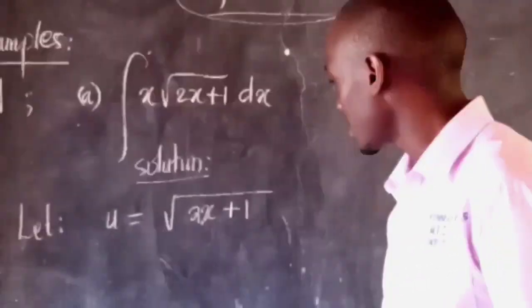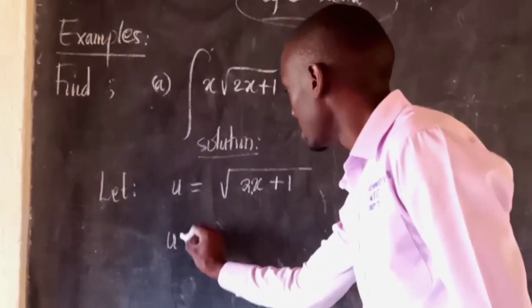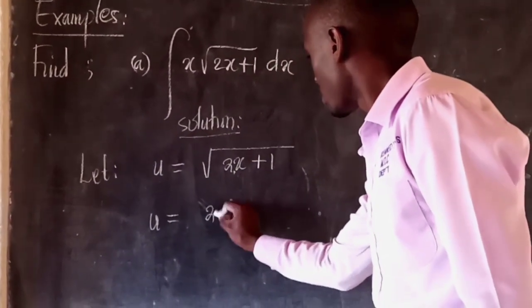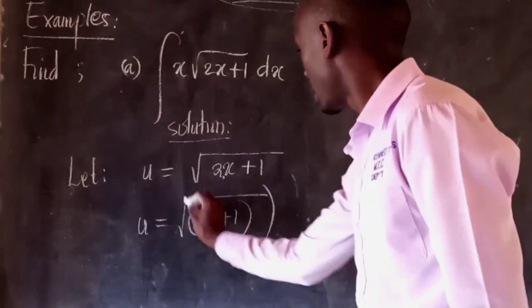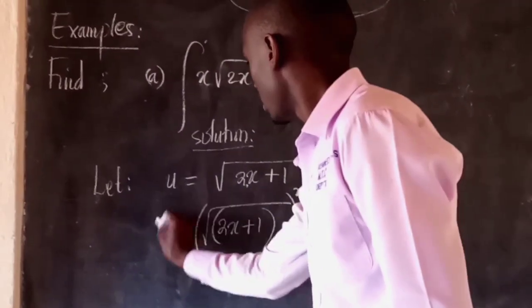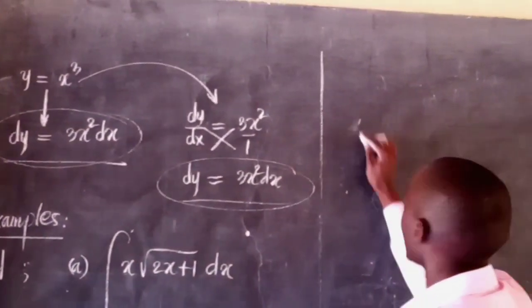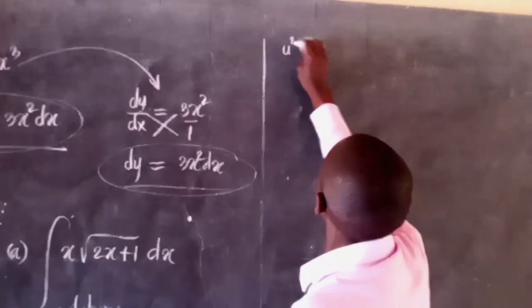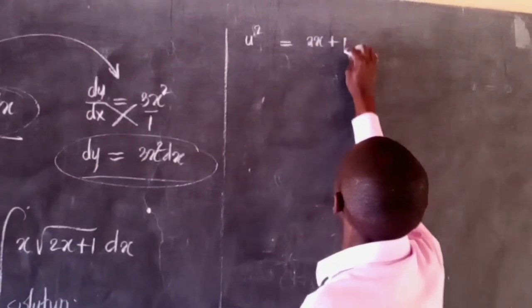To differentiate easily, I'm going to eliminate the square root. Remember, it is power half. So to eliminate it, I'm going to simply do a squaring of both sides. On squaring both sides, I get u squared equal to 2x plus 1.